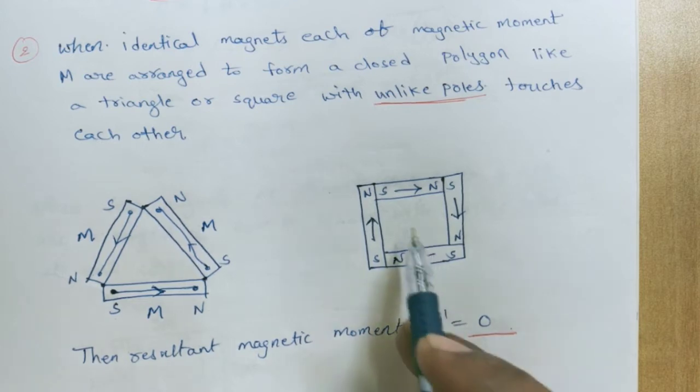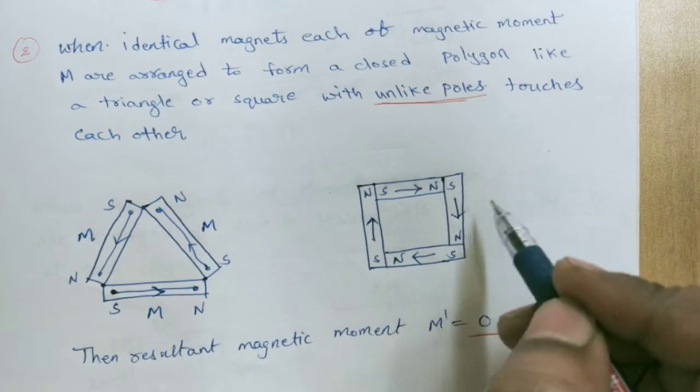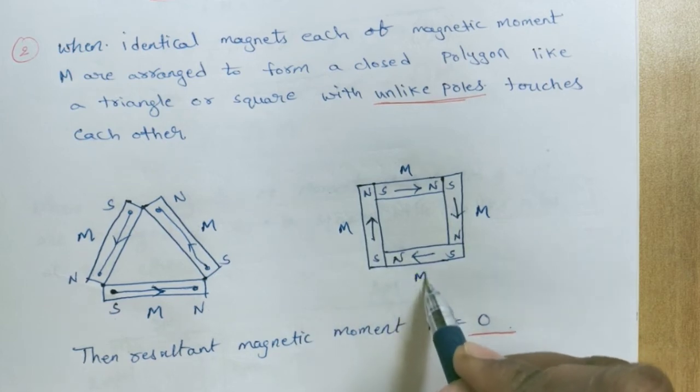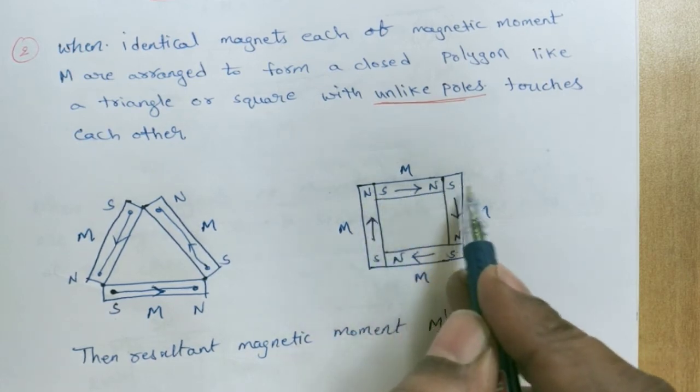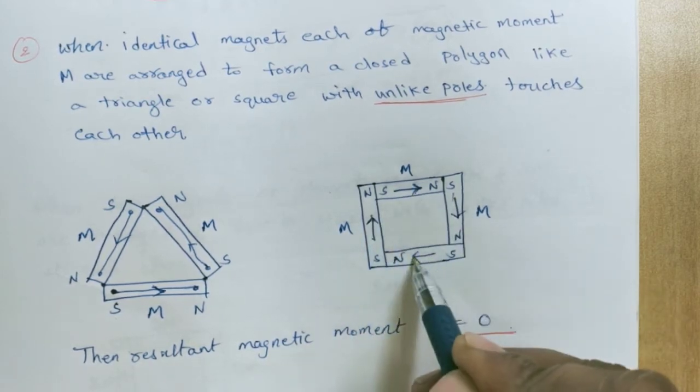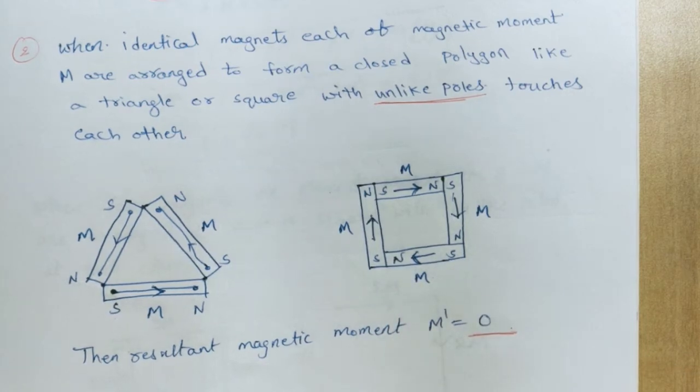In the same manner, here we take four magnets, each having magnetic moment M. Here also we continue in this direction, and this M and this M will cancel each other, this M and this M will cancel each other. Then the resultant magnetic moment here also becomes how much? Zero only. Means in case of identical magnets, if you construct any closed polygon with unlike poles touching each other, then the resultant magnetic moment compulsorily becomes zero. This is one of the important points we want to remember.